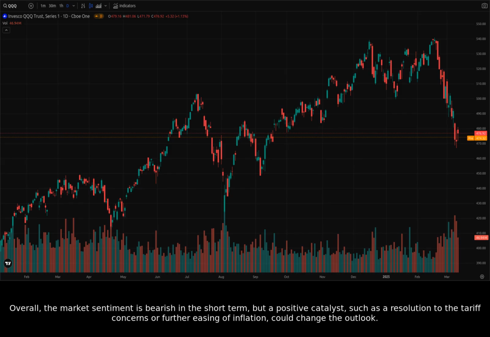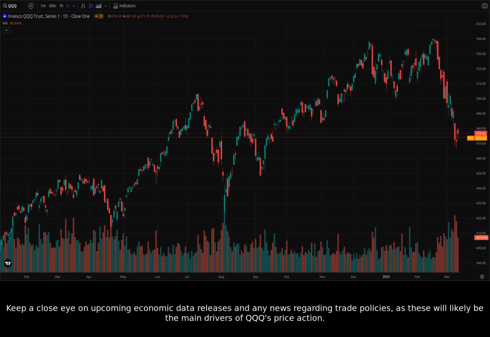Overall, the market sentiment is bearish in the short term, but a positive catalyst, such as a resolution to the tariff concerns or further easing of inflation, could change the outlook. Keep a close eye on upcoming economic data releases and any news regarding trade policies, as these will likely be the main drivers of QQQ's price action.